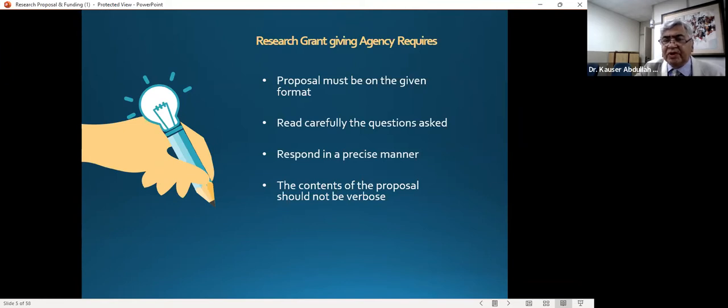I've been reviewing many proposals, and I sometimes have to make an effort to find out the objectives, or where are the objectives, or what are the objectives. So these have to be spelled out very precisely.